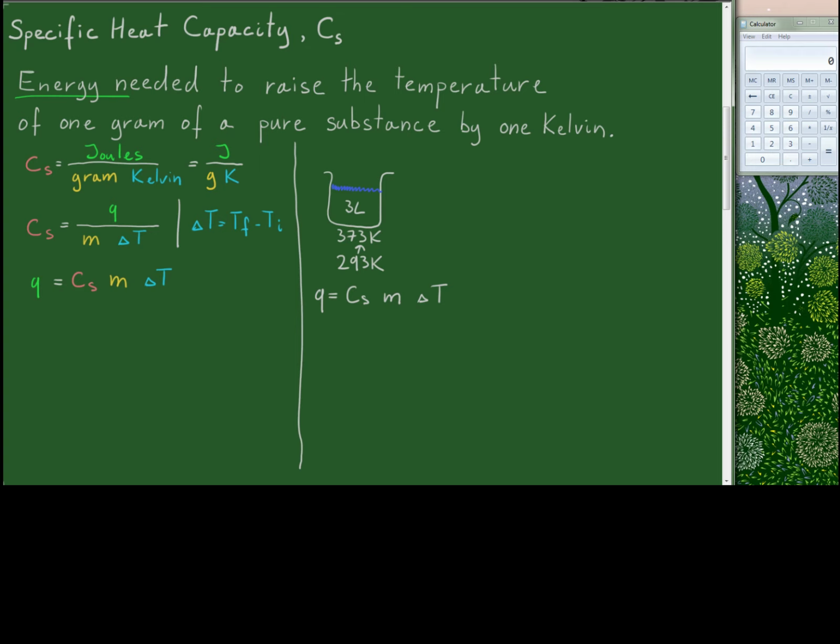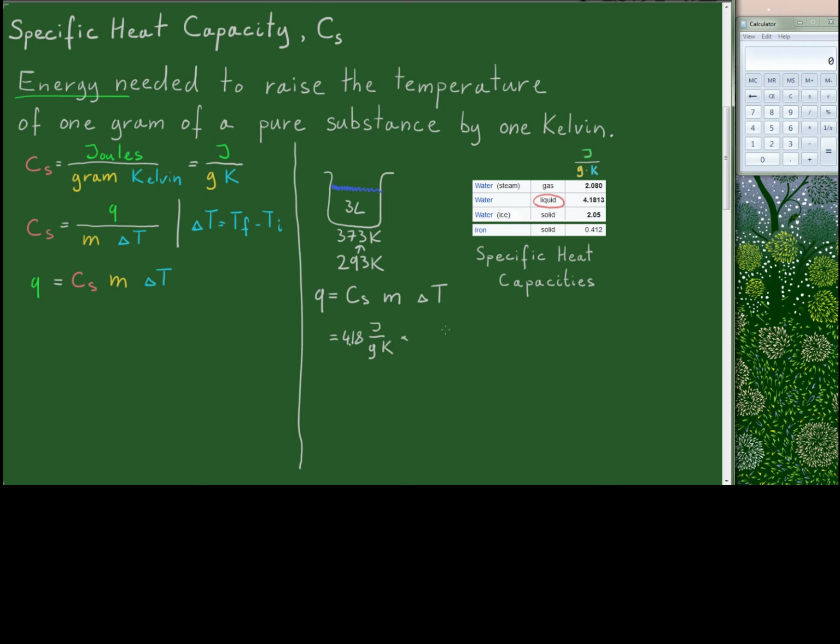Now the Cs value we can look up in a table, and we are looking up the specific heat capacity for liquid water, which is 4.18. Please note that the specific heat capacity will depend on the state of your substance. So whether it's solid, liquid, or gas, you will get a different value. So for water, it is 4.18 joules per gram Kelvin.